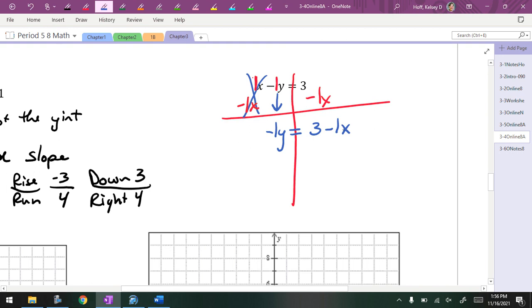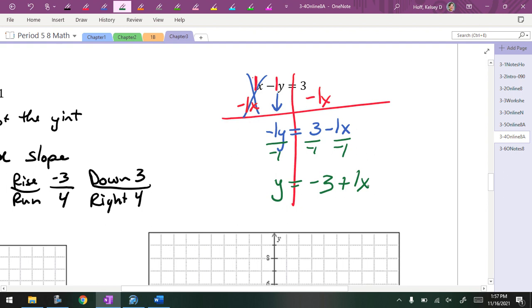Can I graph it now? No. Why not? We have to divide by -1. Make sure you divide everything by -1. y equals -3 over... no, over -1. I mean, 3 divided by, plus 1x, right?